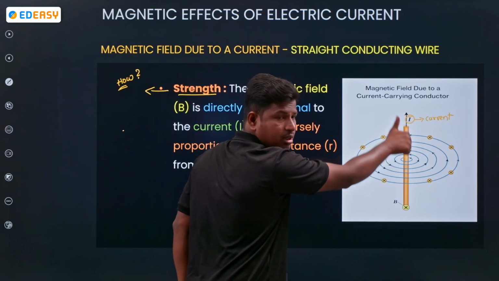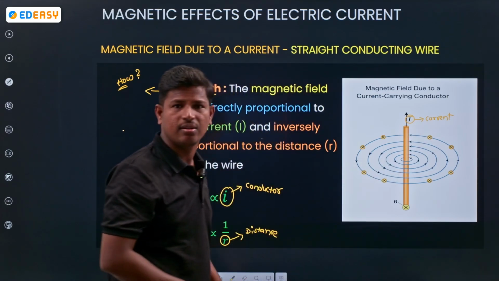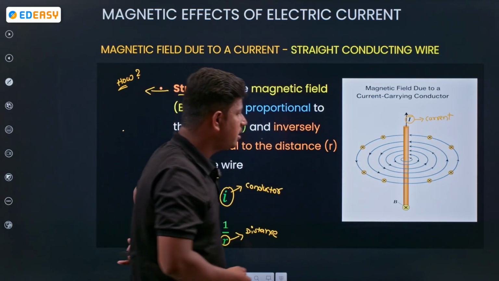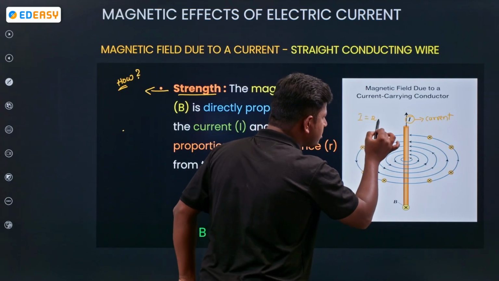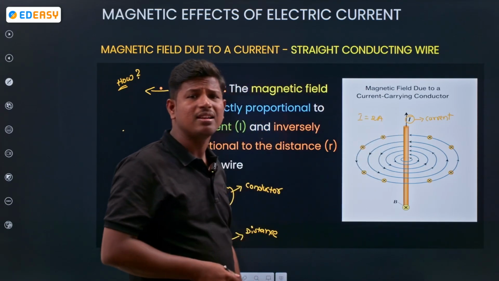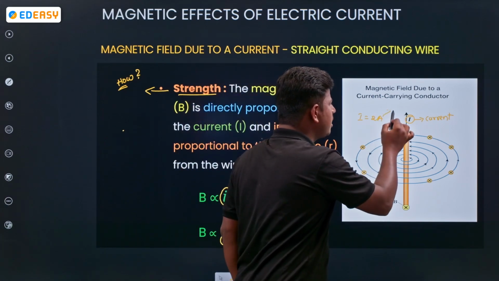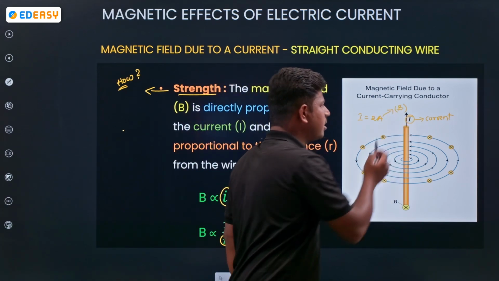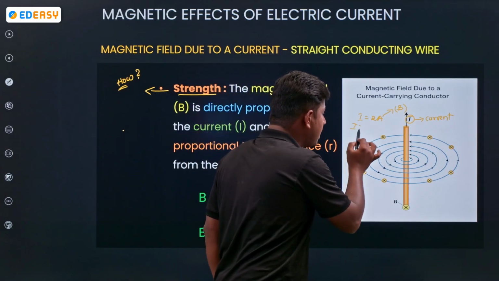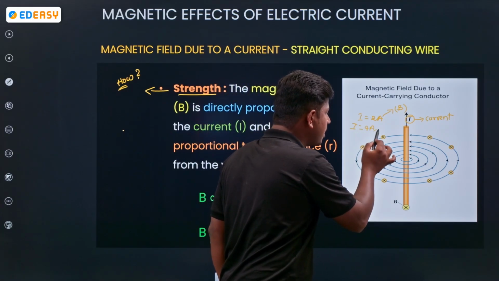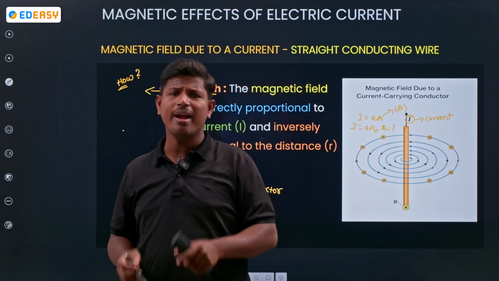And magnetic field lines are like that only. Right? Suppose I am taking a current of 2 amperes, I will get a magnetic field B. If I am taking a current of 4 amperes, I will get the same magnetic field or another magnetic field?